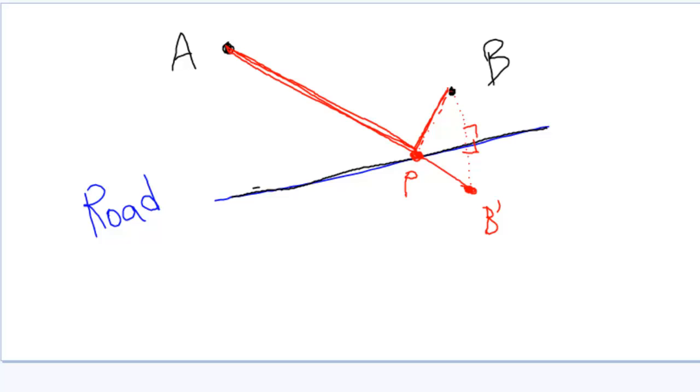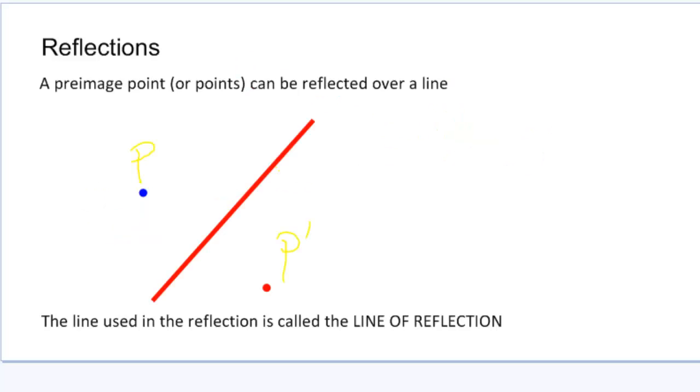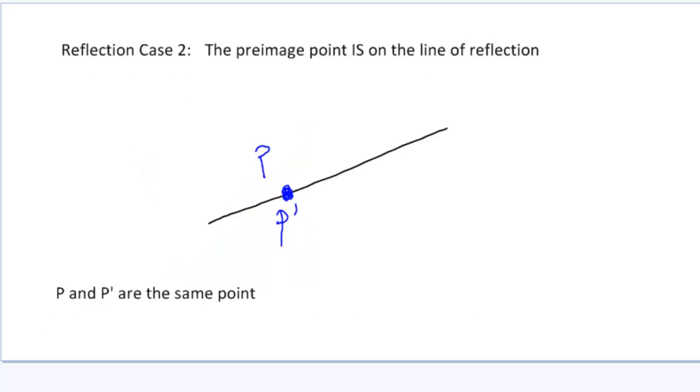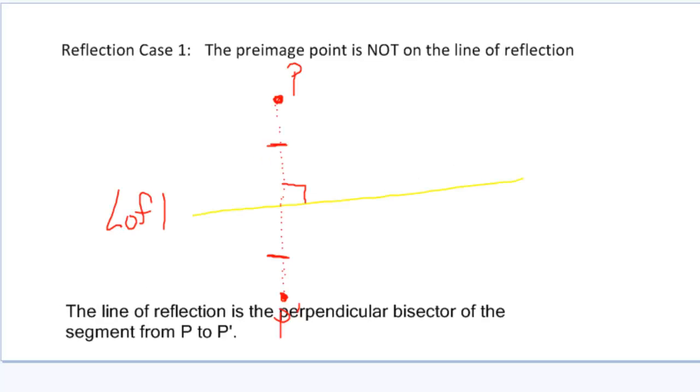So to recap, reflections are just points, a single point or several points being reflected over a line. That line's called the line of reflection. Pre-image points might be smack dab on the line of reflection, in which case the reflected points are the same thing, or more than likely they are not on the actual line of reflection, and you have to allow the line of reflection to be the perpendicular bisector of the original point and the reflected image. That's the gist. We'll be looking at some problems that deal with this directly and indirectly in the not so distant future.